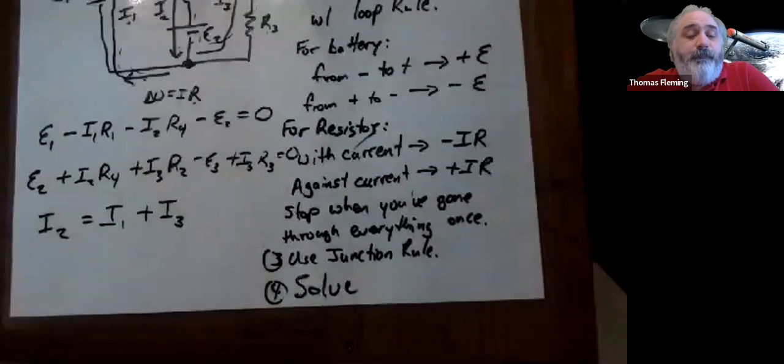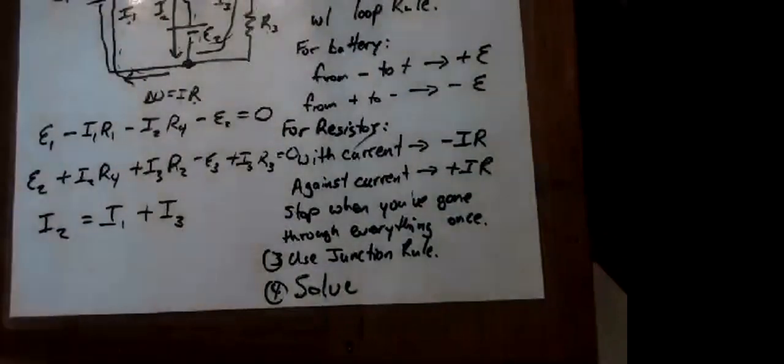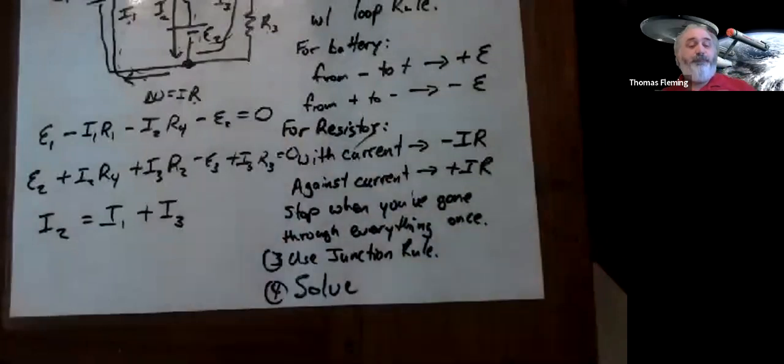So how do I solve all this garbage? All right. I've got this stuff. How the heck am I supposed to solve three equations and three unknowns?